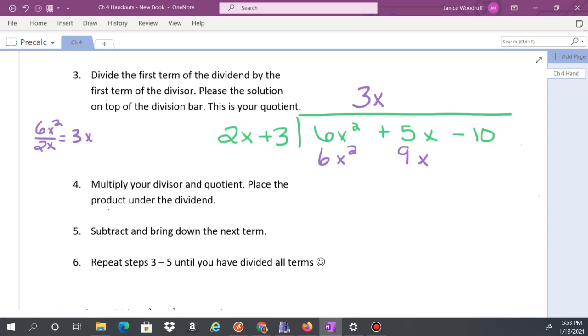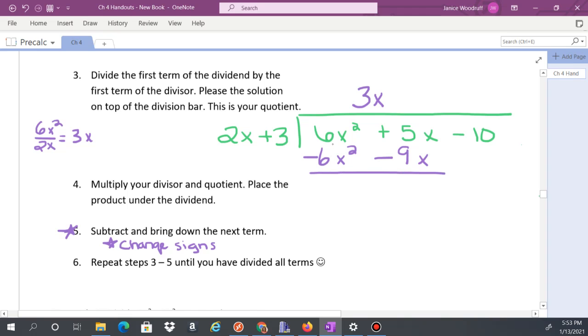Okay, then, this is the important step, subtract. So you're changing the signs. So, right here, change signs. And then bring down the next term. So here I would make this subtraction, changing all the signs underneath here.